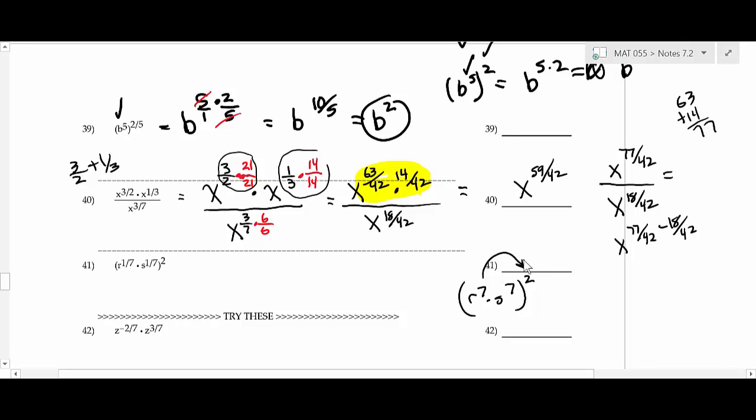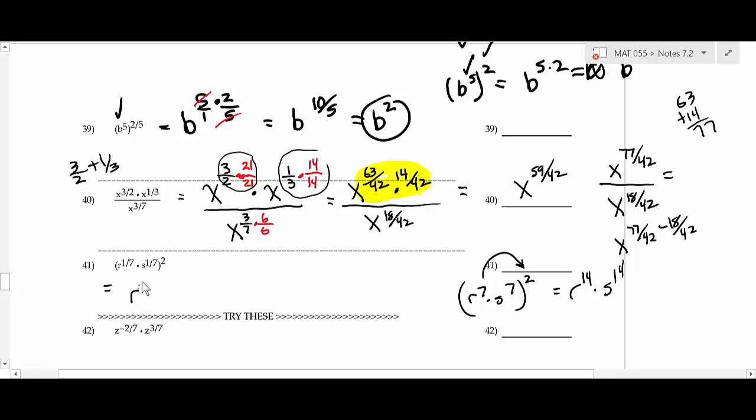Do you add 7 and 2 and get 9, or do you multiply and get 14? You multiply, exactly. So you would do r to the 14th times s to the 14th. How do you know when to multiply exponents, by the way? What do you look for? Parentheses. Exponent inside, exponent outside. That's how you know. So you're going to do exactly the same thing on this problem.